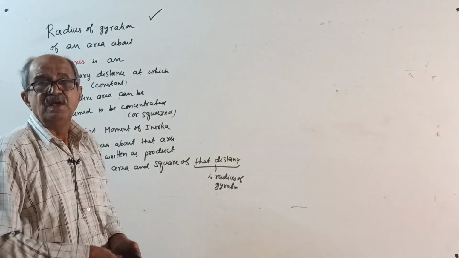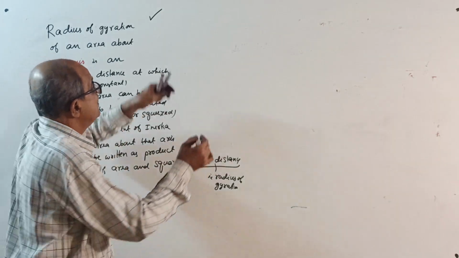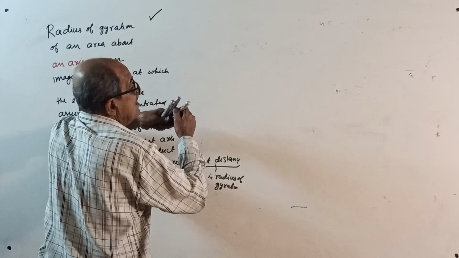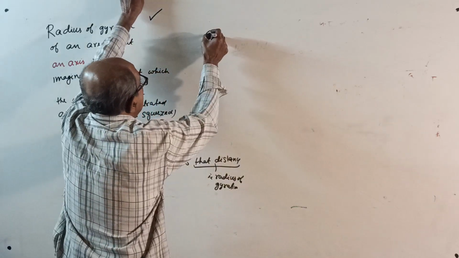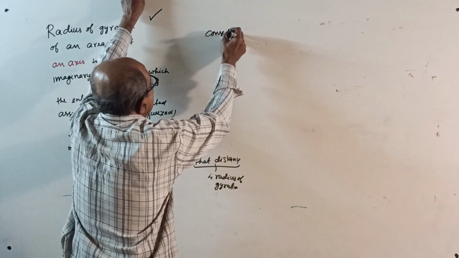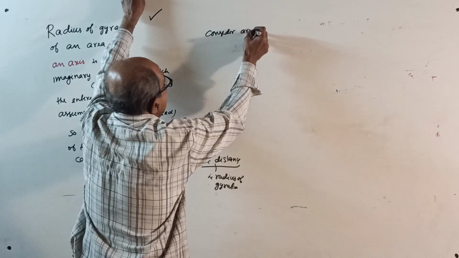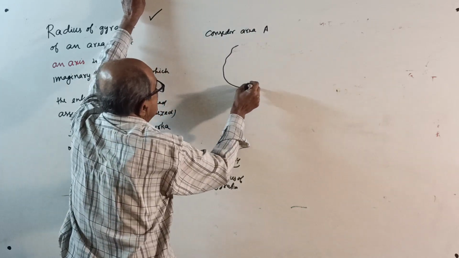That is what? So therefore, I write here now. Now, consider area A randomly.